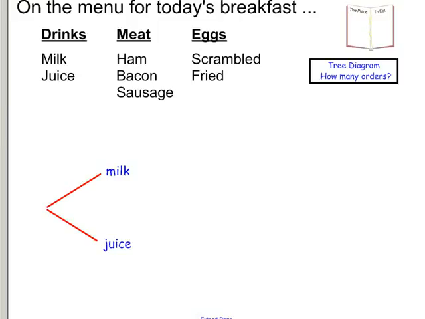Which one will I choose? And once I make that choice, let's say I happen to choose milk, then I move on in this road, and the next path I have to choose is which type of meat I'd like to order, and there are three choices. So there are going to be three lines that come off of the milk choice because there are three options after I pick milk. The options will be milk and then ham, or milk and then bacon, or milk and then sausage. Now, if I would have chosen juice, I would have the same three options down here. I could have ham, bacon, or sausage as my meat choices.